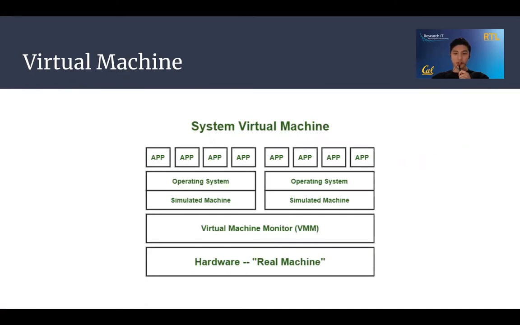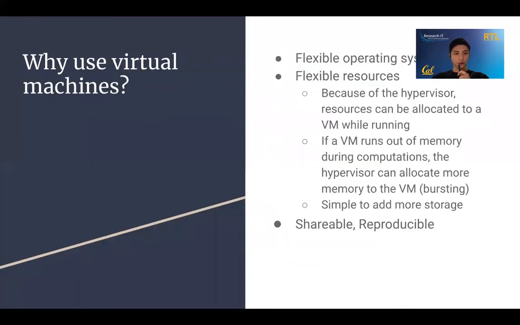Each virtual machine has its own simulated hardware, which is split from a pool of the physical hardware, and it has its own operating system. Each virtual machine is running its own applications, and the two virtual machines are completely separate from each other, and they're also separate from any other processes running on the real machine. Slide, please.